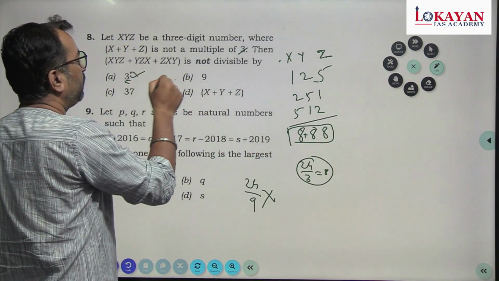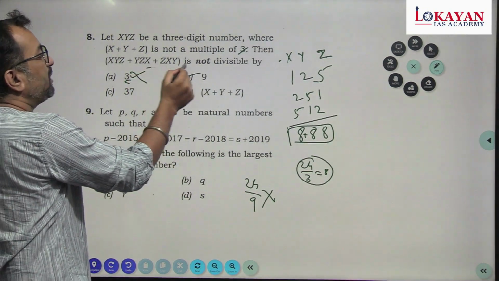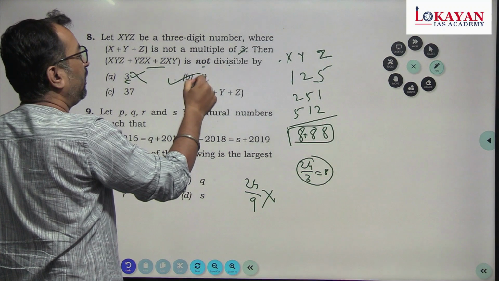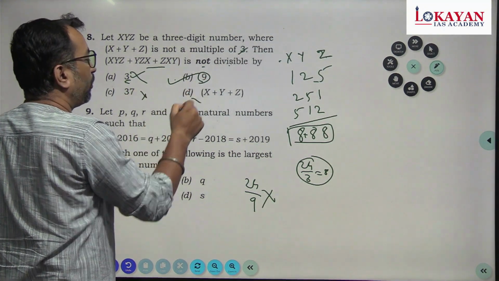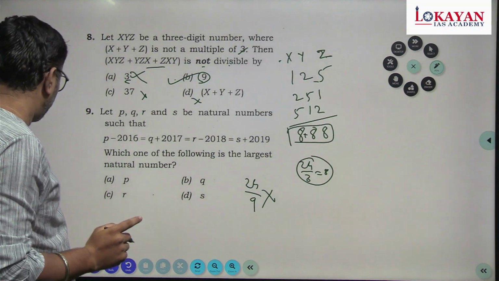So which option is correct? 9. Because we have to decide this sum is not divisible by. So by 9. There is no need to check the other two options.